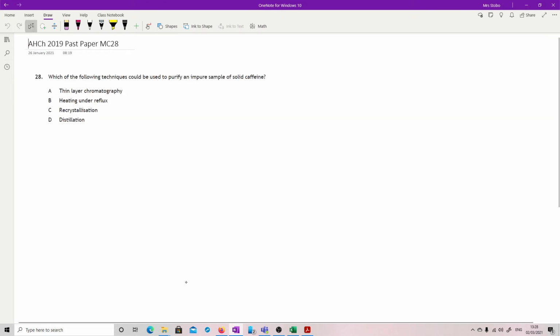Question 28. Which of the following techniques could be used to purify an impure sample of solid caffeine? Okay, pretty much you should know this. Your answer is recrystallization. Heating under reflux wouldn't really help because all you would do is keep all the chemicals in there. That's the whole point of the reflux. Distillation is you separating out liquids, and thin layer chromatography, similarly, is not actually going to help you purify the sample in this one, so C.